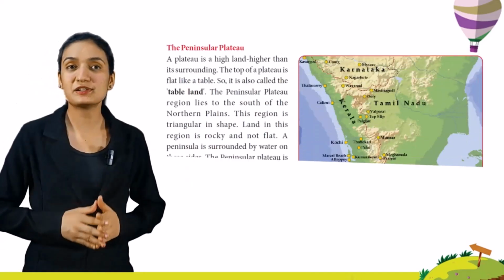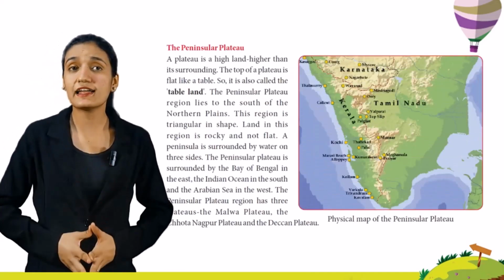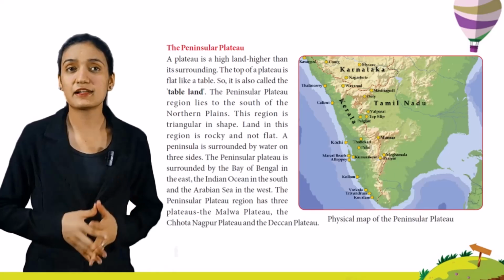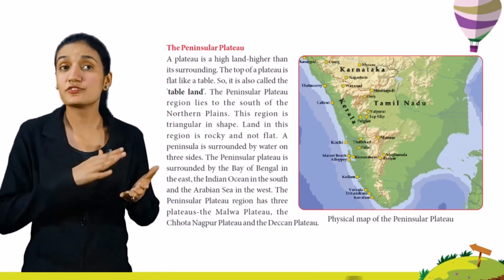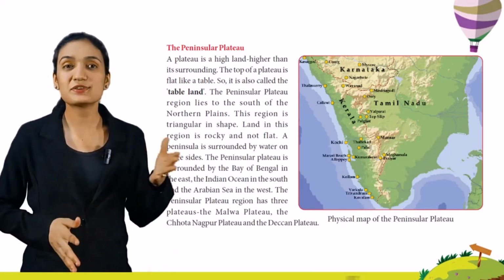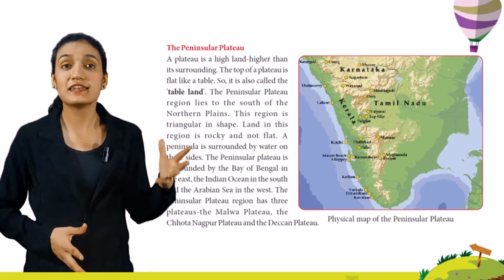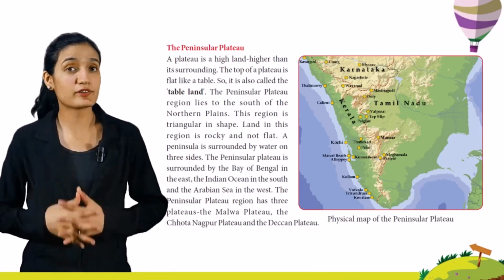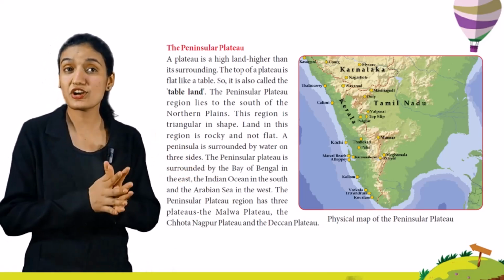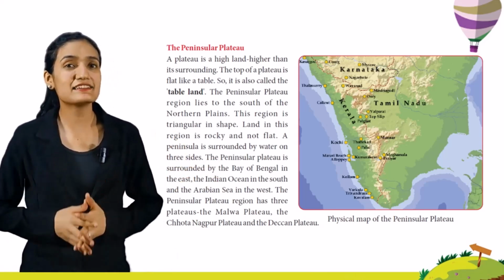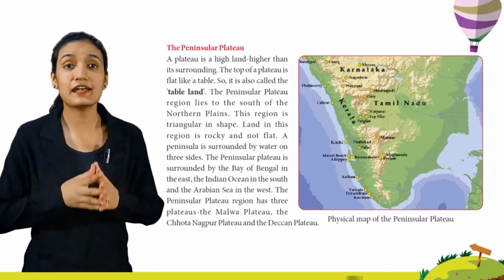Now, the peninsular plateau. A plateau is a high land higher than its surrounding. The top of a plateau is flat like a table, so it is called the tableland. The peninsular plateau region lies to the south of the northern plains. This region is triangular in shape. Land in this region is rocky and not flat.